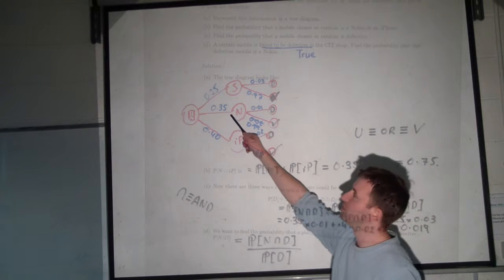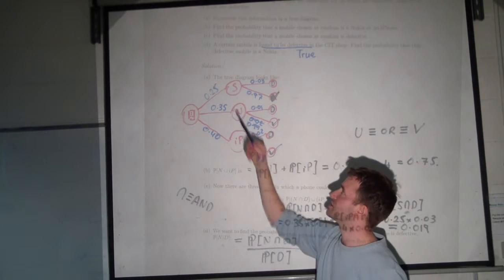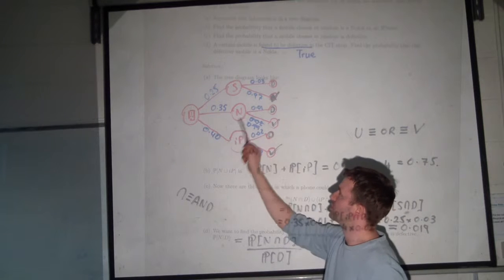Is a Nokia a good phone? Yeah, so it's kind of unlikely that a defective one will be Nokia. So you should expect this as small. And the amount of Nokias is kind of normal, you know, it's pretty average. They're mostly iPhones and less of them are Samsungs. So there's not much going on here, but there's a lot going on here.